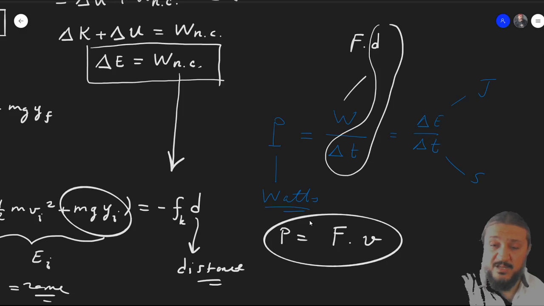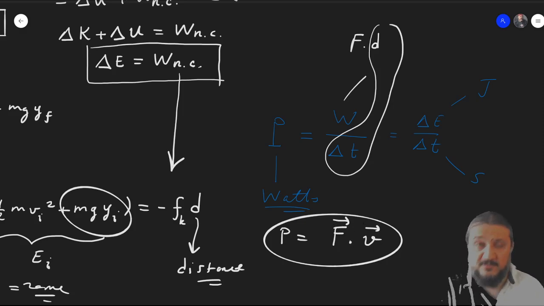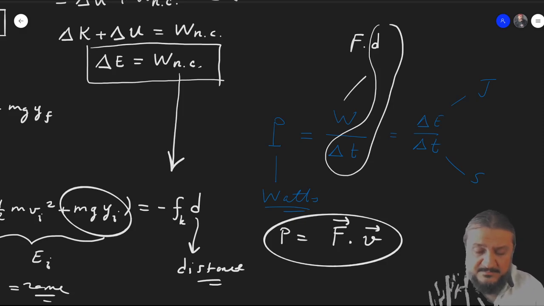Remember the dot product? Well, this applies here as well. So if force and v point in different directions, you can use the cosine of that angle. So this is where I'm going to stop, and the next videos will be about momentum and collisions, and so much for work and energy.